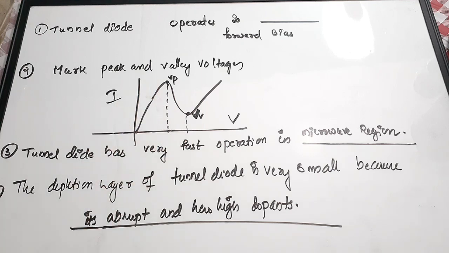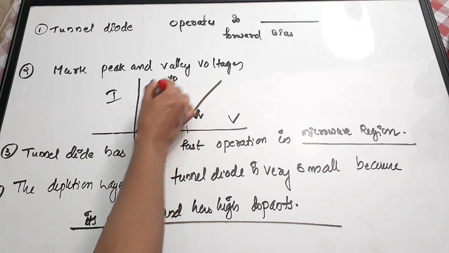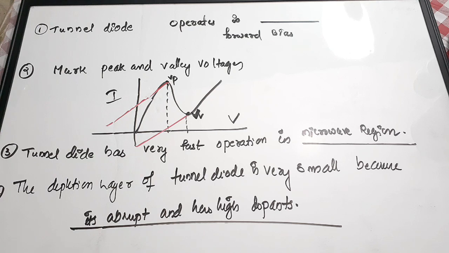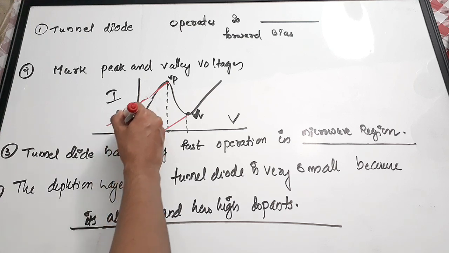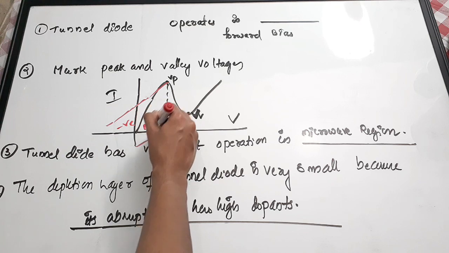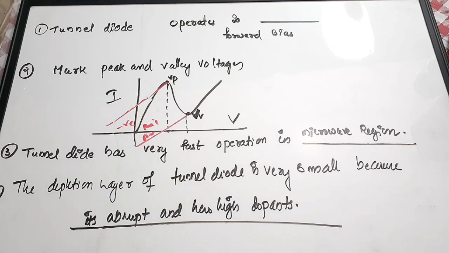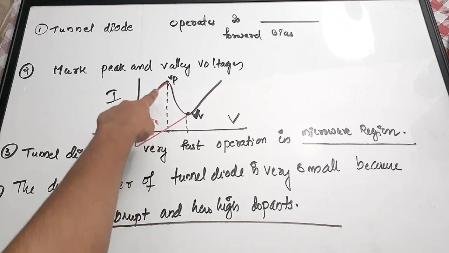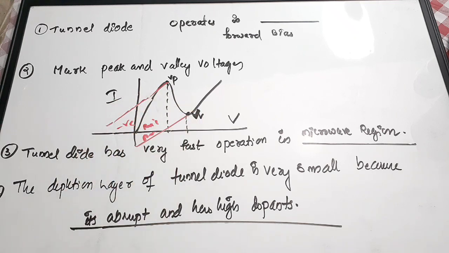Also another important point: the region in between these two points is called the negative resistance region. That is also very important. So if the marked region on the graph is asked about, it is called the negative resistance region. That is why it is called the negative resistance region: even though we are increasing the voltage, the current is reducing, right?